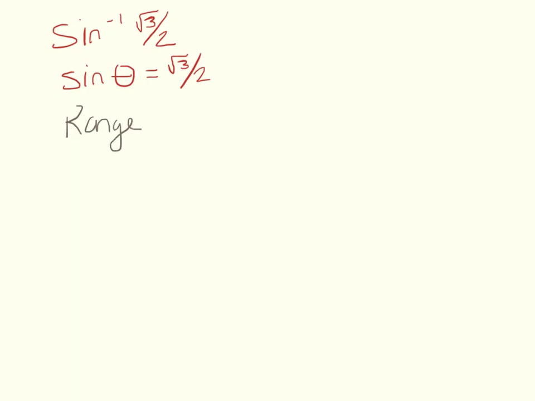Inverse sine of radical 3 over 2. So again, this is saying that the sine of some angle is radical 3 over 2. Now there are infinitely many angles whose sine is radical 3 over 2. We have to find the one that is in the range of arcsine. So remember the range is this.